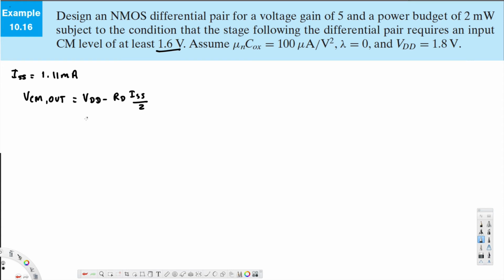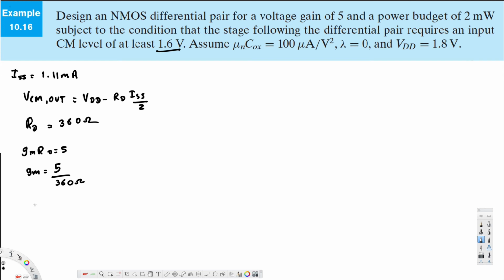So let's set the maximum value for RD, that is 360 ohm, and also set gmRD to be 5. We must choose a transistor that satisfies this: gm is 5 over RD, and RD is 360. So we have to have a gm of 5 over 360.